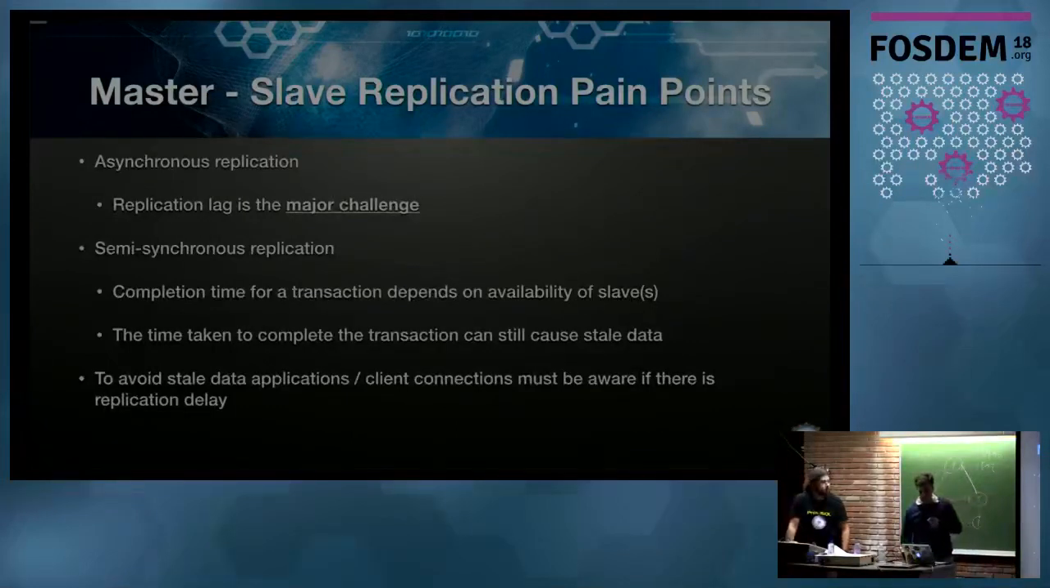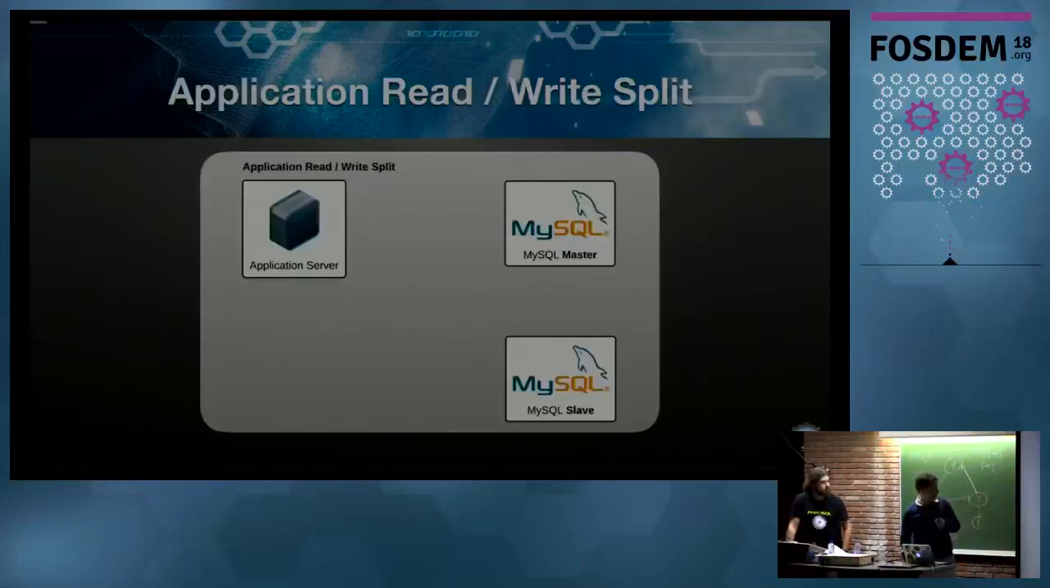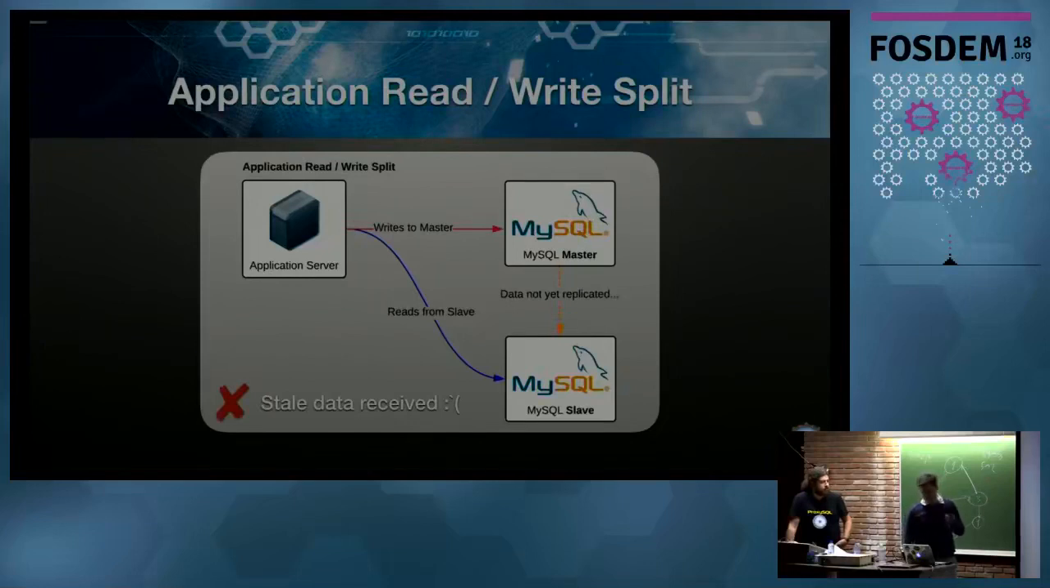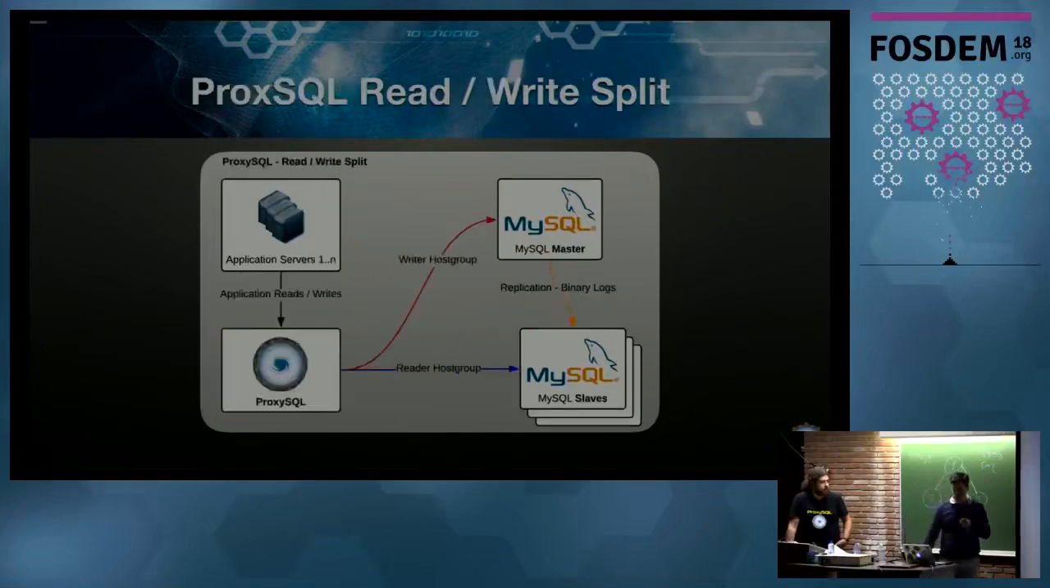Looking at this in more detail, typically an application will write data to a master. That data may or may not have been replicated to the slave. The application will then have to connect to the slave and read that data if we're doing a read-write split. So stale data can be received. This makes our developers unhappy.